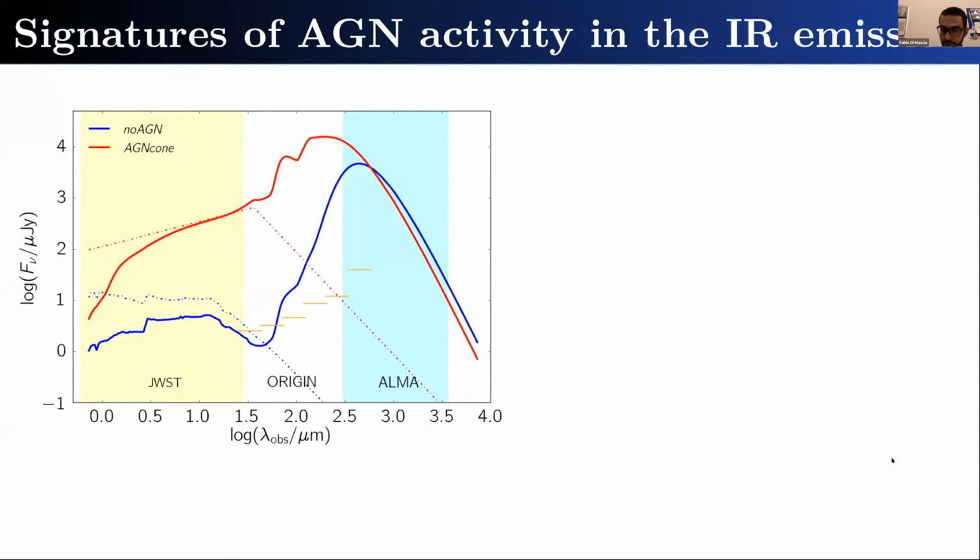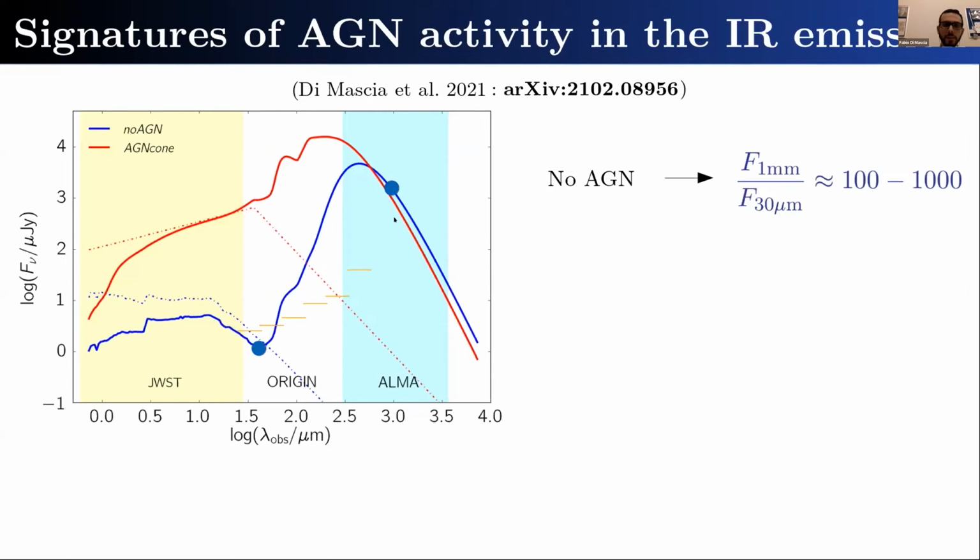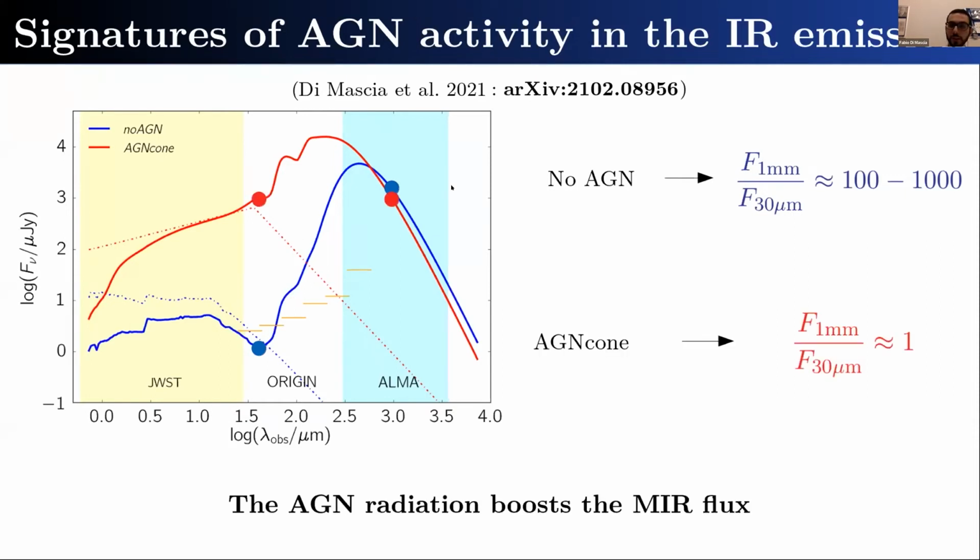So one of our main results is the following. If we look at the same snapshot, so at the same redshift, the simulations with AGN and the simulations without AGN, and we consider the spectral energy distributions, we see that the simulation without AGN has an infrared to mid-infrared flux ratio that is of the order of 100-1000. Instead, if we consider the run with AGN, this ratio drops to 1. Therefore, we find that AGN boosts the mid-infrared flux.